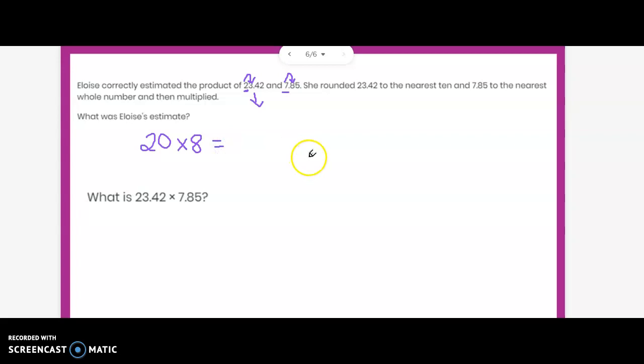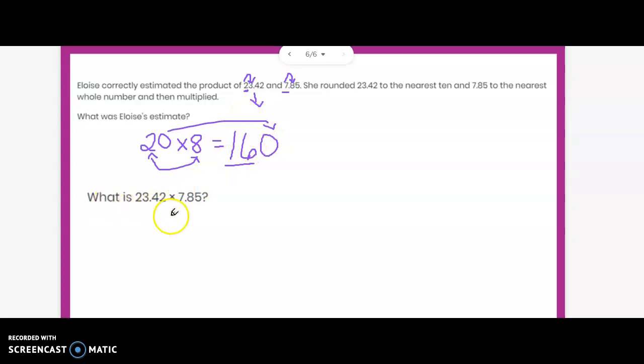So 20 times 8, and if you don't know this off the top of your head, it is absolutely okay to kind of write it out because it's still pretty quick. 160 is our answer, okay? Just a little tip for you: I thought, wait a second, what's 8 times 2? 8 times 2 is 16, and then I added that extra 0. That was my quick mental math. So 160. So this is our estimate, okay?